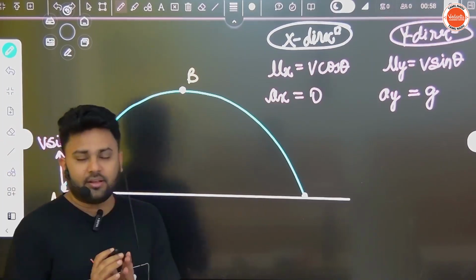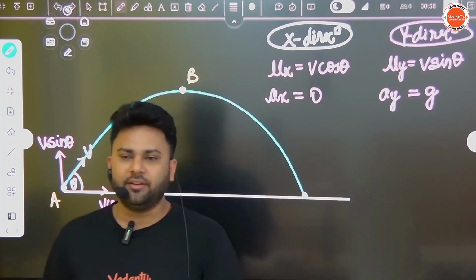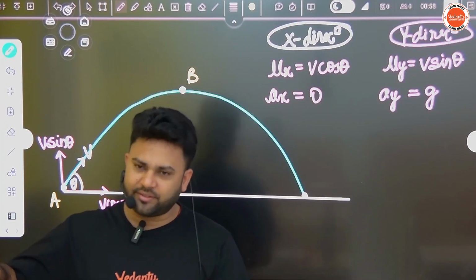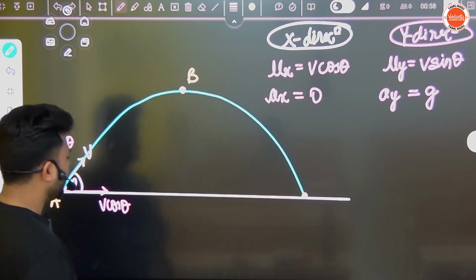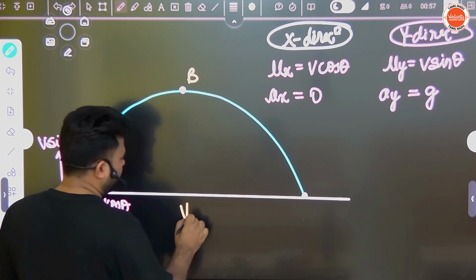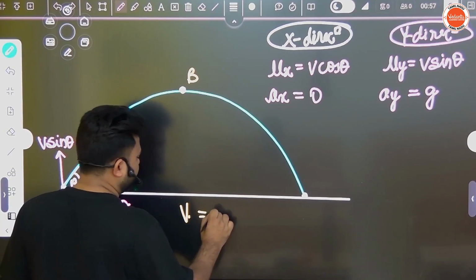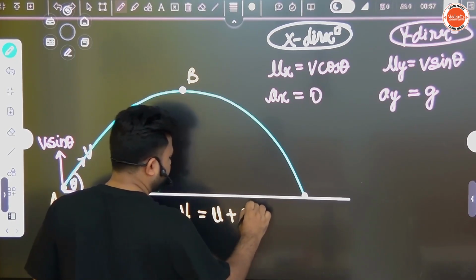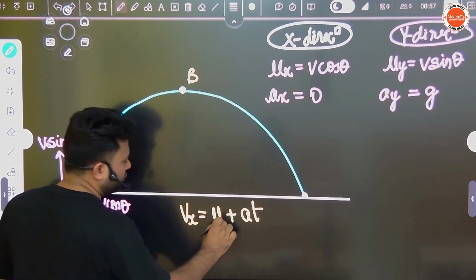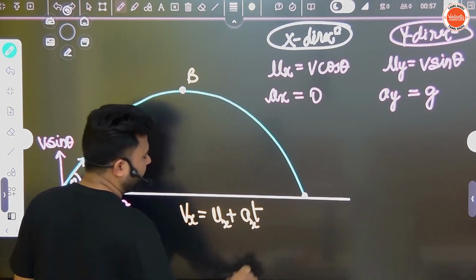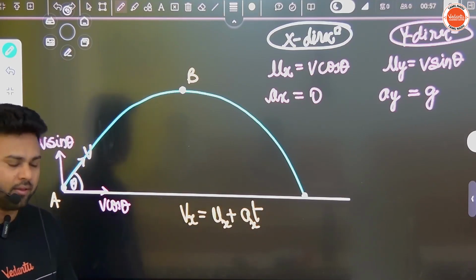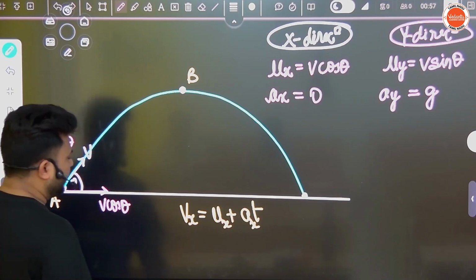See, when you are applying equations, apply x direction separately and y direction separately. For example, if I use the equation v equals u plus at, if you are writing x here, here also you should write x, here also you write x. Don't mix x here and y there. Now, what is the final velocity?